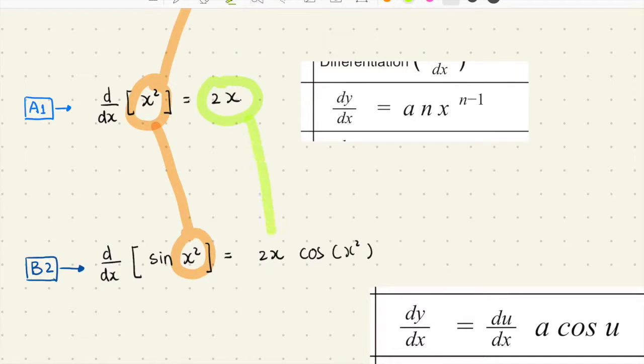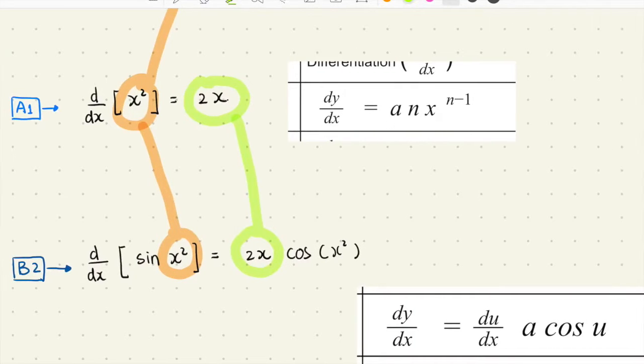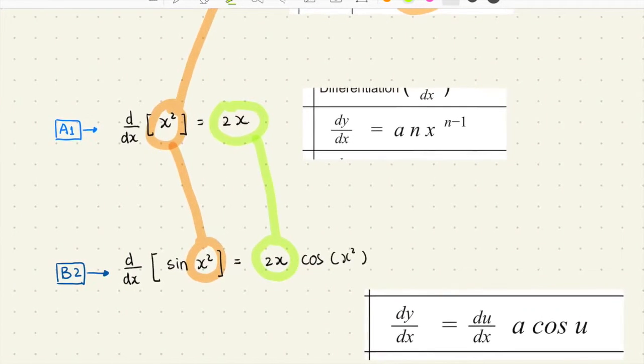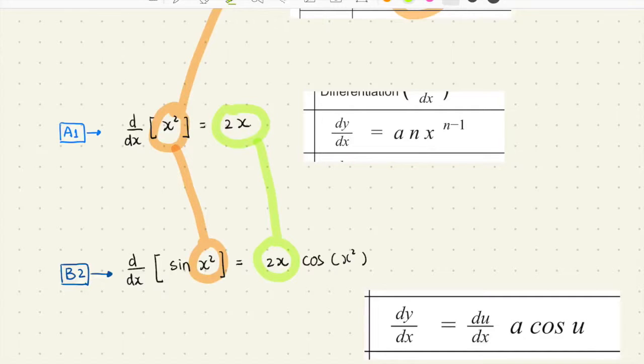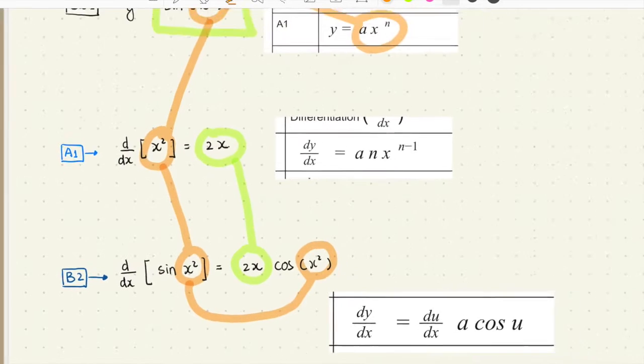When we apply formula B2, we see the formula here: dy/dx equals du/dx times a cosine u. In this case, a is 1 and u is x squared. U is still x squared, a equals 1. So we get the final answer: d/dx of sine x squared is equal to 2x cosine x squared, and this is dy/dx.